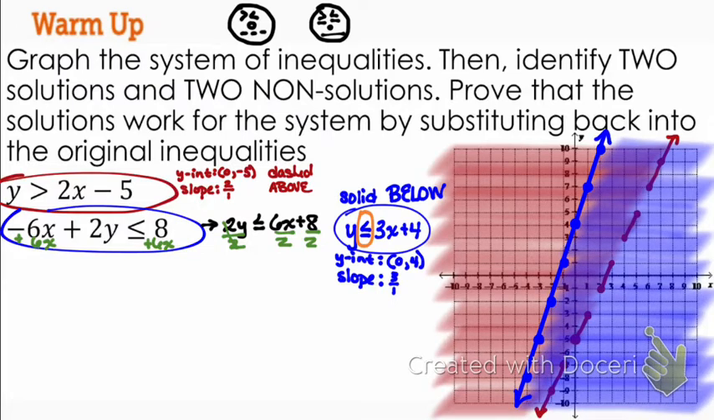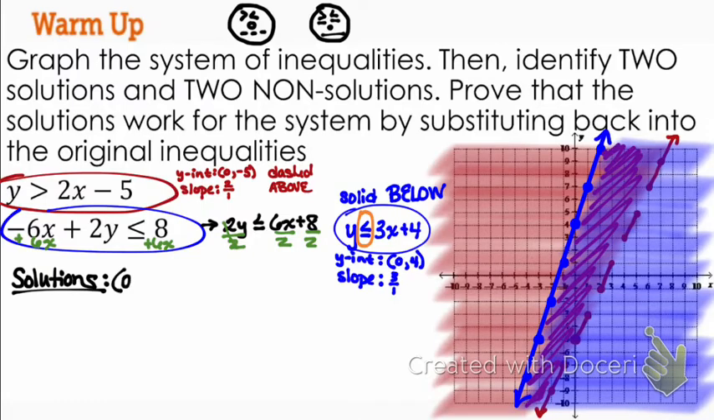So where is my feasible region? Where is the solution space? 0, 0 is in it, but it's not the only thing. Where would I find points that we can call solutions? Anything that is in between these two lines would be solutions. So let's name some solutions. I heard 0, 0. They asked us to name two solutions. So 0, 0, and what's another one that would work? 1, 1. Absolutely.